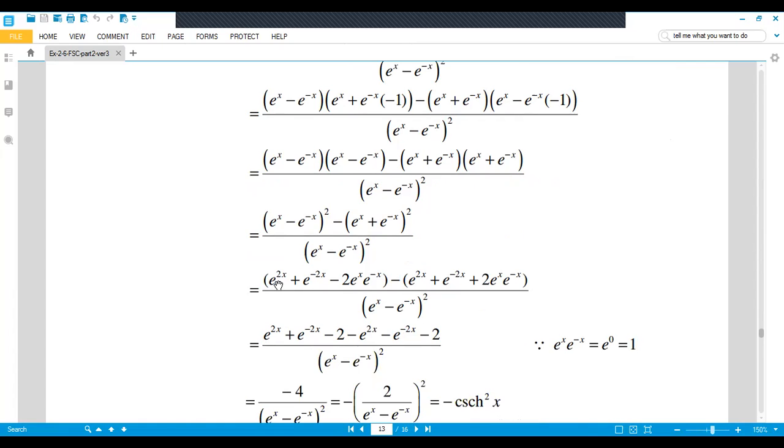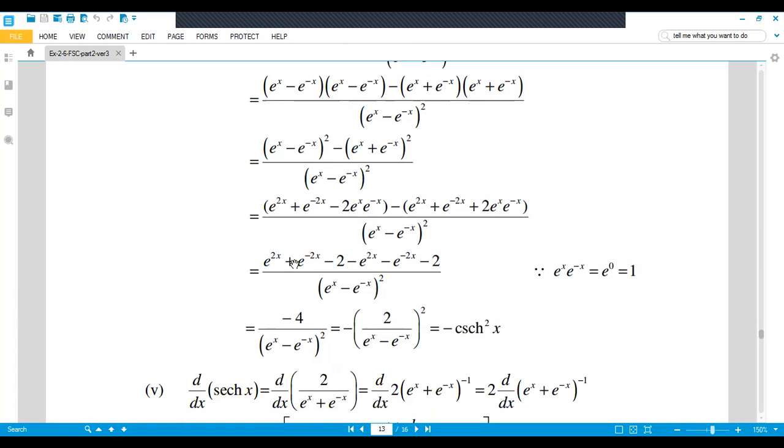Now open the bracket, e power 2x as it is, this one as it is, this one as it is, negative sign multiply inside, so it will be minus, this one will be minus, and this one will be minus. So you know that e power x and minus x bases are same, so power added, so x minus x, power x and minus x cancel, so power 0, anything power 0 is 1, so only 2 will come, and here in this only 2 will come. So this one cancels with the negative and plus 1 cancels with the negative, you get minus 4 divided by (e power x minus e power minus x) whole square.